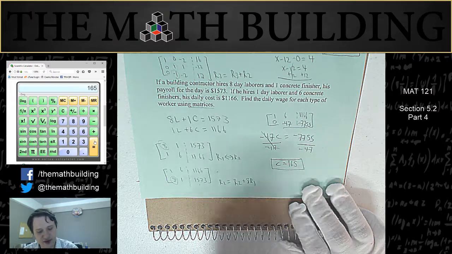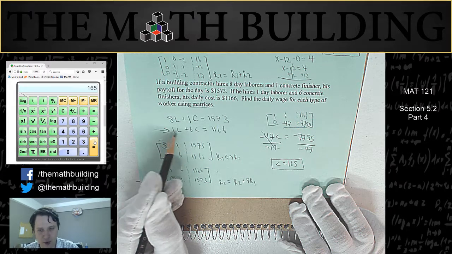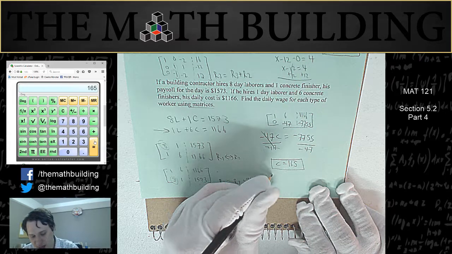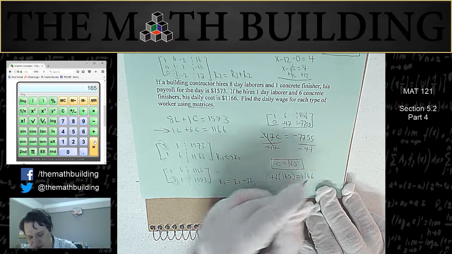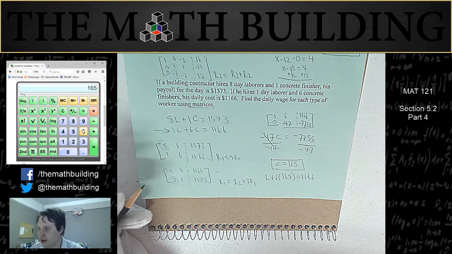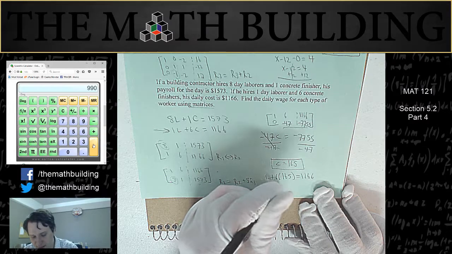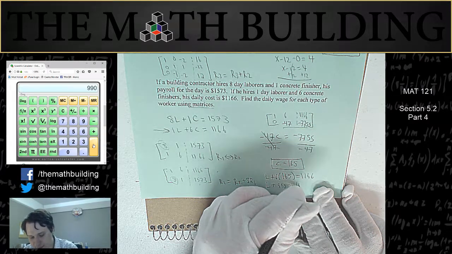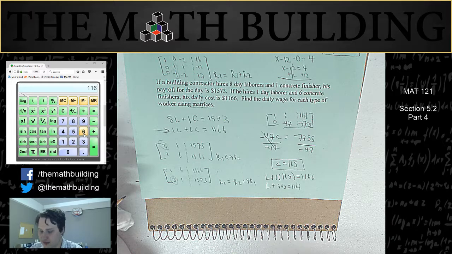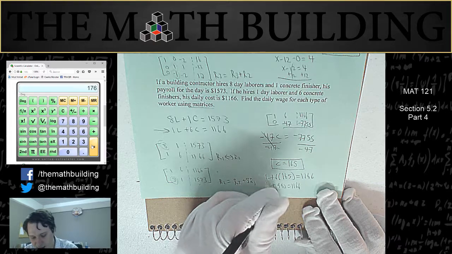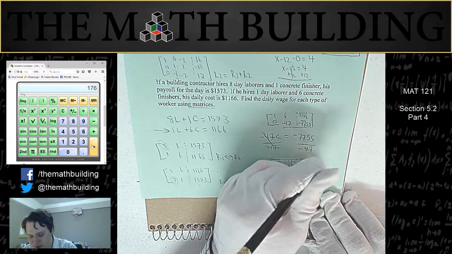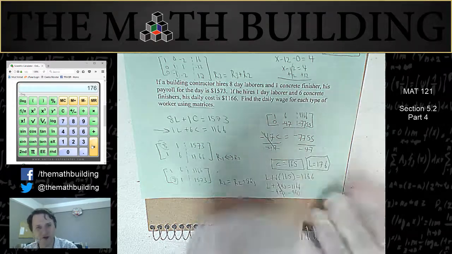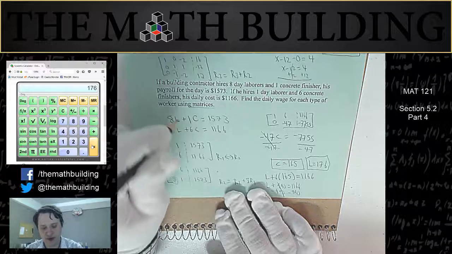Alrighty then, so now we know what C is, so let's find L. I'm going to use this equation because it has one L. So L plus 6 times C, which is 165, equals 1166. So 165 times 6 is 990. So if I do 1166 minus 990, we get our answer, which is L equals 176.